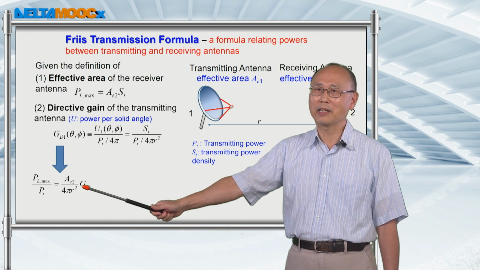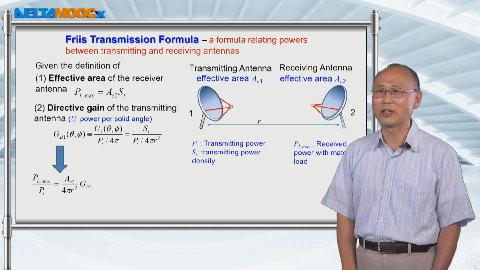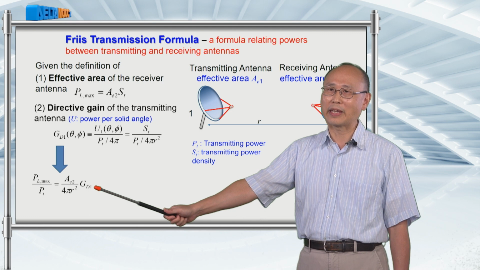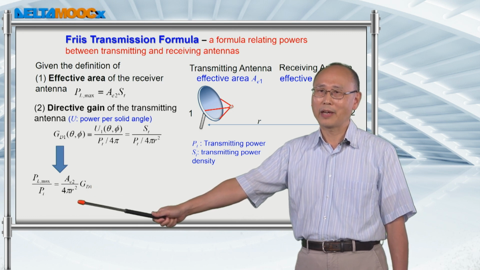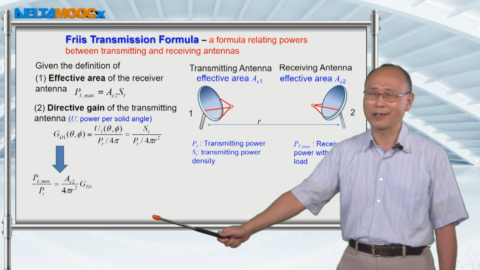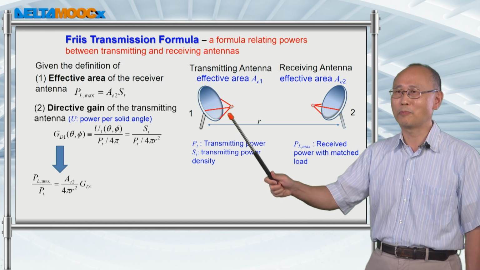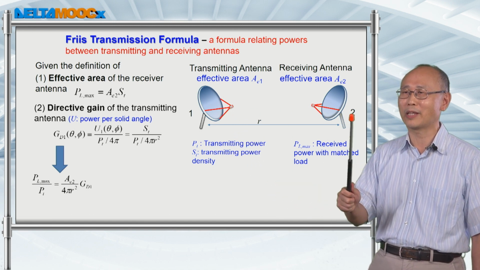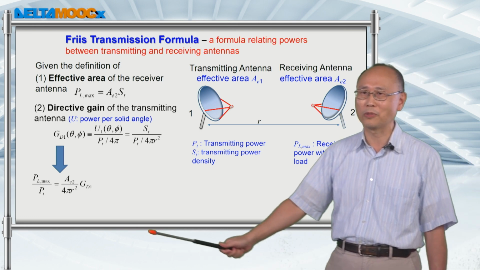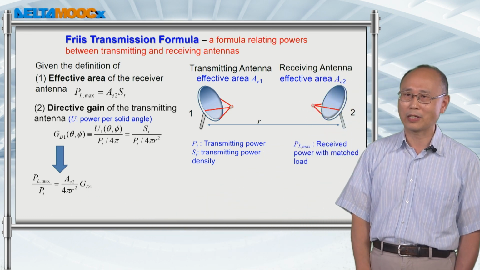And on the right hand side, you have AE2, which is the effective area of antenna 2. And this GD1 is the directed gain of antenna 1. And you notice that there's a 1 over R squared dependence in this expression, because imagine that when you transmit some power from antenna 1 to antenna 2, the power density is going to be inversely proportional to R squared. That is why you have this 1 over R squared dependence in this expression.